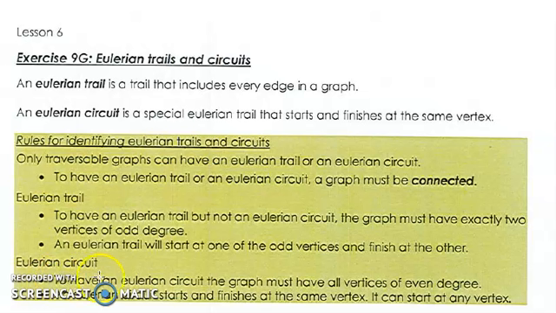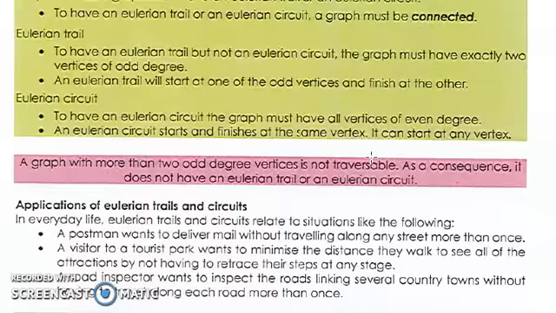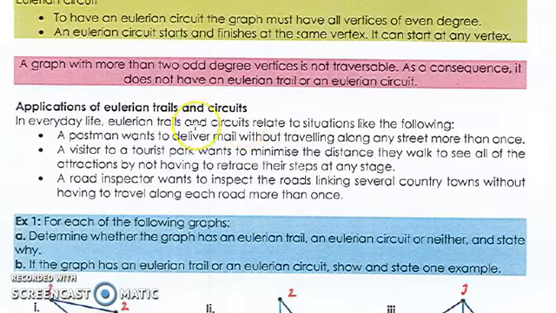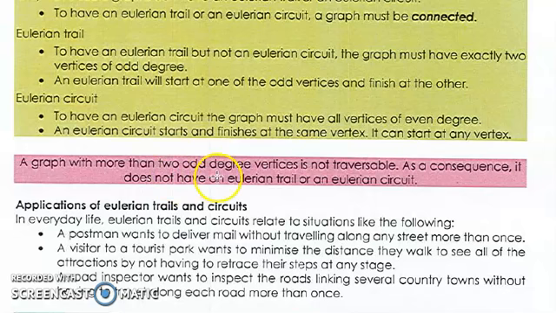And to have an Eulerian circuit, the graph must have all of the vertices of even degree. An Eulerian circuit starts and finishes at the same vertex. It can start at any vertex, it doesn't matter which one. So a graph with more than two vertices of odd degree is not traversable, and as a consequence of this, it does not have an Eulerian trail or an Eulerian circuit.